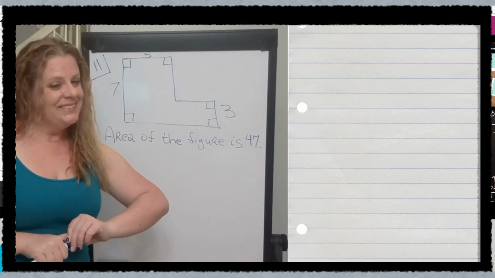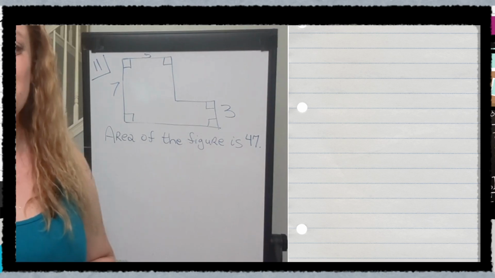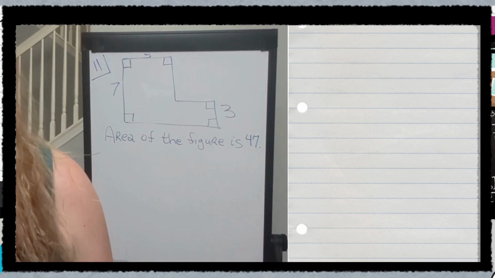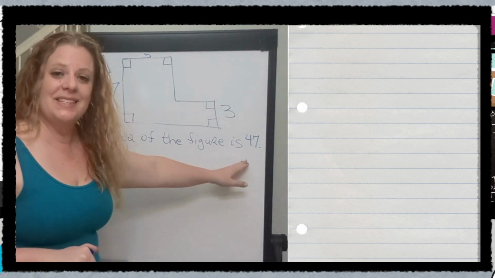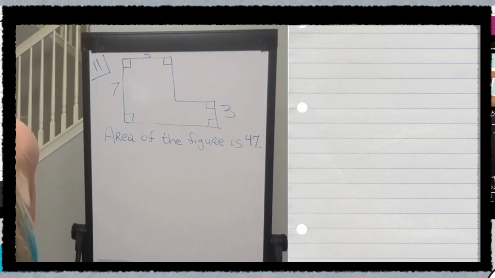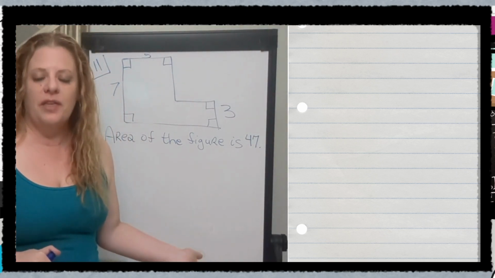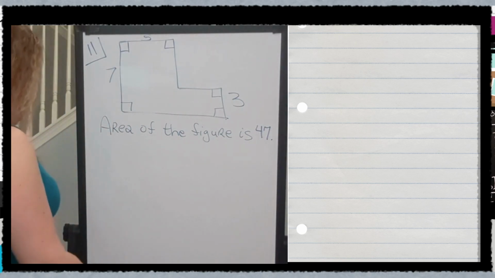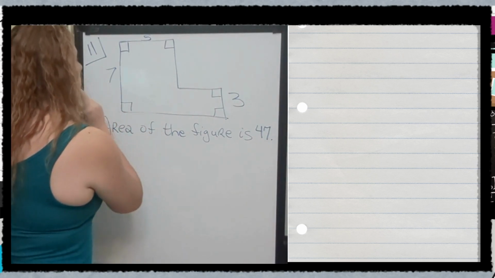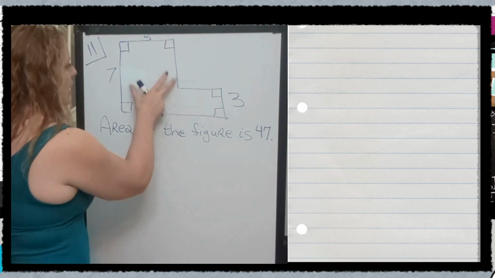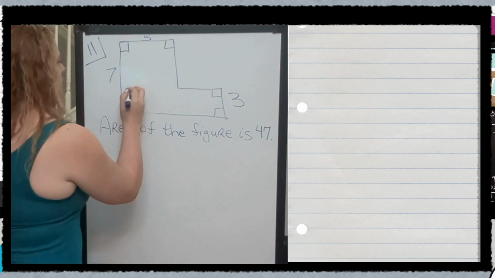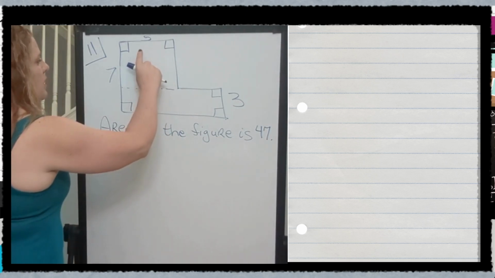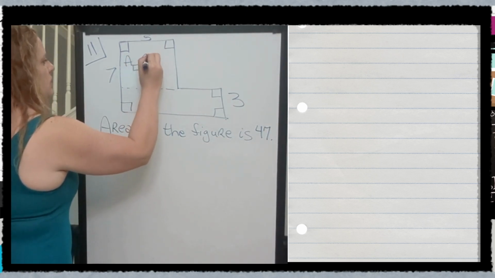Number 11. We have a shape. It says the area of the figure above is 47. What is the perimeter of that shape or figure? We need to separate this into something that we know, and we can do that. There's a couple different options. You could draw this down and have a rectangle and a rectangle. I'm going to go this way with it. So we have this part up here. Now the area of a rectangle is length times width.